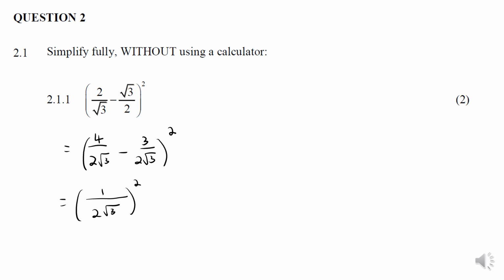And then I'm just going to multiply the numerator with the numerator and the denominator with the denominator. I'll have 1 times 1, which is 1. 2 square root 3 times 2 square root 3 would be 4 times 3. And then finally, my answer would be 1 over 12.